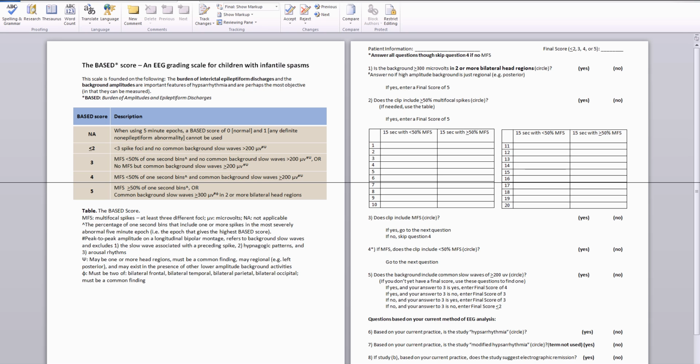So if we return to our base score in table format, you can see that this patient has a base score of 5, given that 2 or more bilateral head regions have very high amplitude slow waves. As previously mentioned, the base score of 5 has an OR in the criteria. So even though this patient does not have multifocal spikes, this patient meets the amplitude criteria for a score of 5. I will mention here that the sentiment of two or more bilateral head regions is to capture the more widespread nature of the high amplitude slow waves.